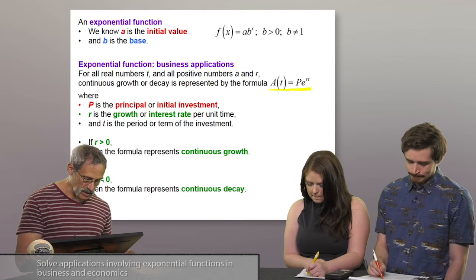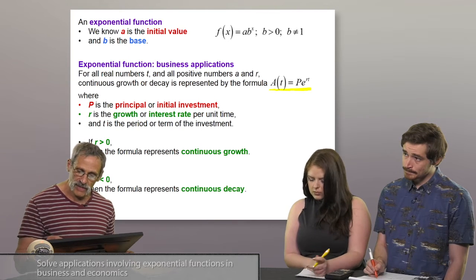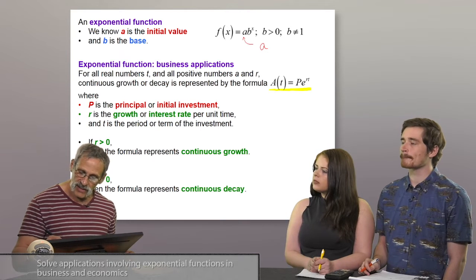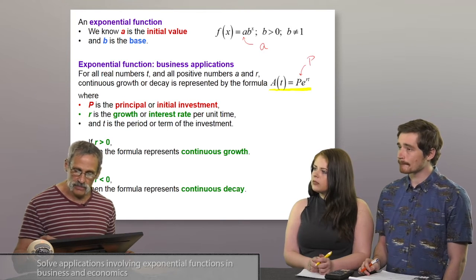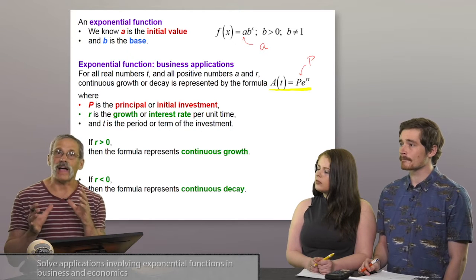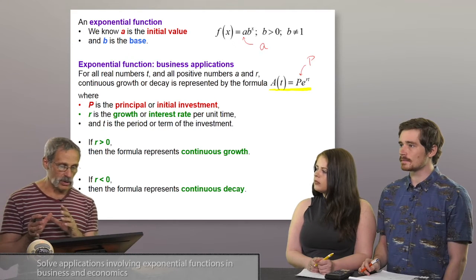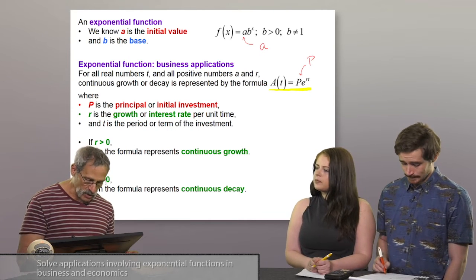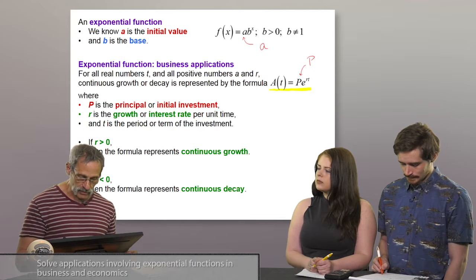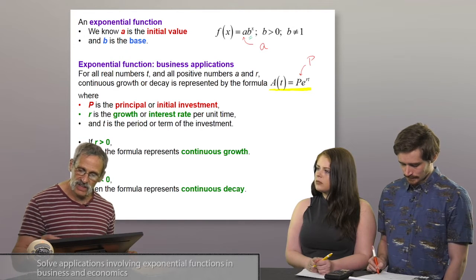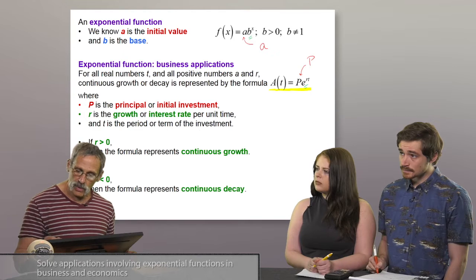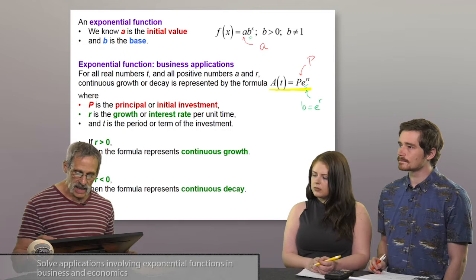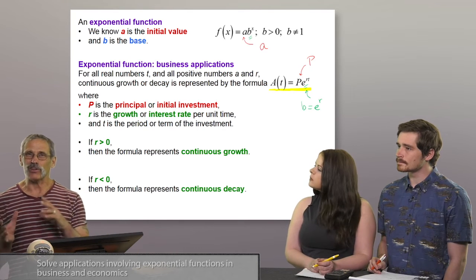And we notice that our initial value, a, which is here, has been changed to P, which is here. That means our initial value is often referred to as a principal investment, an initial investment. And we also notice that our base here is now going to be e to the rt. And r is your growth rate or interest rate.